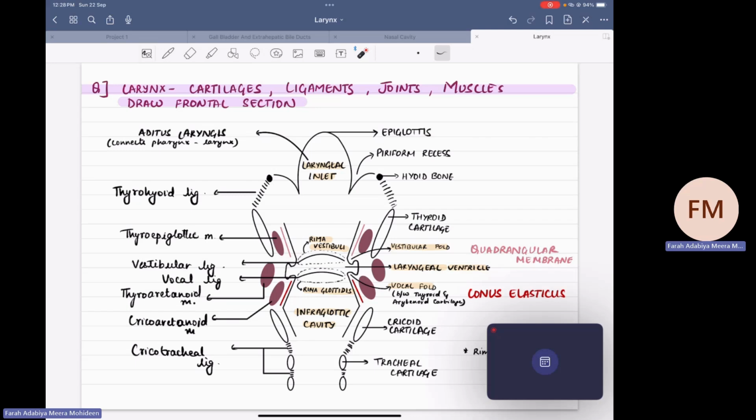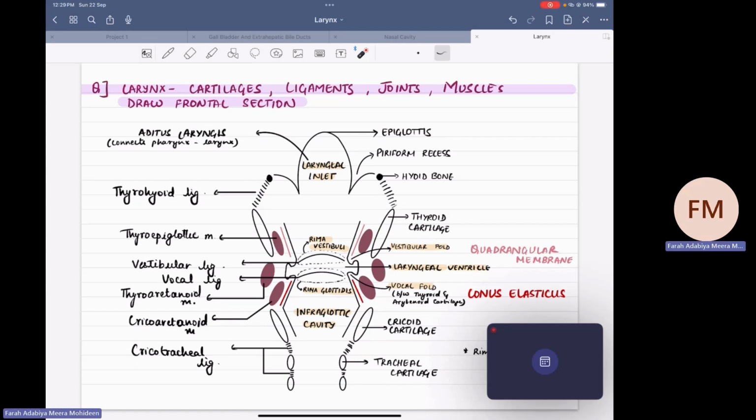First, you would probably start off by drawing your epiglottis and your hyoid bone. Your thyroid cartilage and your cricoid cartilage are here. Now, this is the major diagram. The most important parts that you're supposed to label would be your epiglottis, your thyroid cartilage, your cricoid cartilage, your tracheal cartilage, these four cartilages.